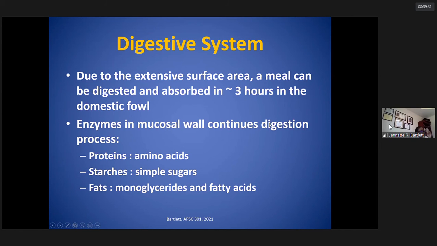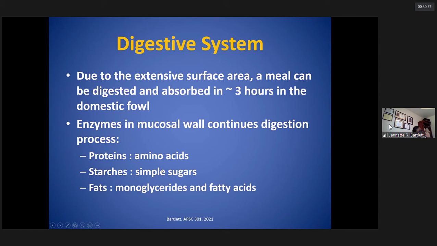So enzymes in the mucosal wall of the intestines continue the digestion process. And we know that the proteins in the food are broken down into amino acids, starches are broken down into simple sugars, and fats are broken down into monoglycerides and fatty acids. So these are the end products of digestion.